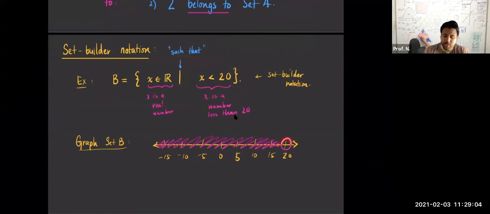And we're using an open circle because we don't include 20. 20 is not included in set B, because 20 is not less than 20. 20 equals 20. So 20 does not satisfy this condition inside here. Is everyone with me? Does this make sense?